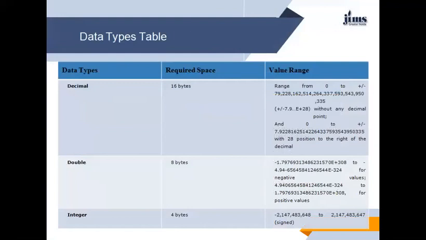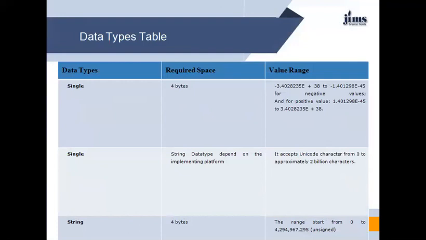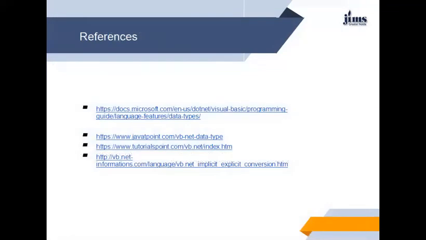Double takes 8 bytes and its range is given. Integer, as you can see, takes 4 bytes. Long, 8 bytes. Object, SByte, which takes 1 byte. Short is 2 bytes. Single is 4 bytes. String is 4 bytes. ULong takes 8 bytes. Structure is a user-defined data type that depends on the implementing platform. UShort takes 2 bytes. So in this way, these are some of the differences.